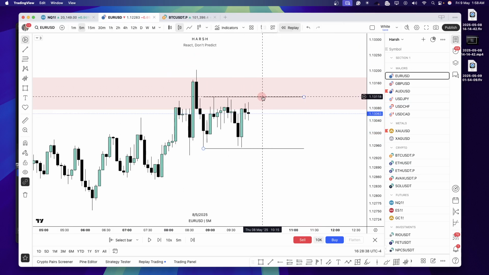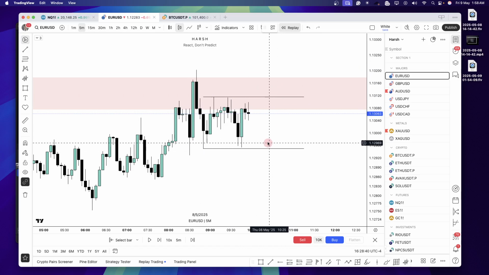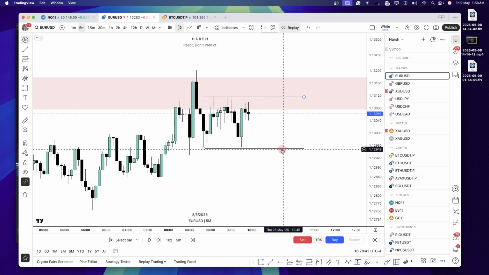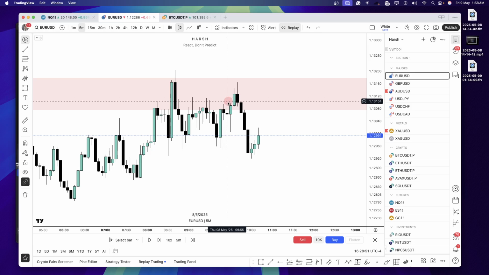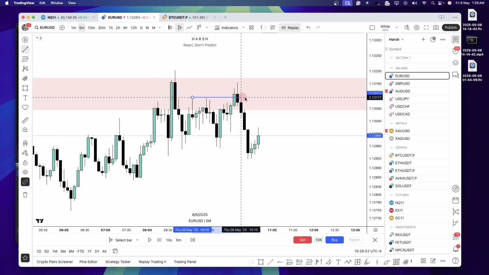So you want to see it either break above with a displacement or break below with a displacement, which gives you the basic idea depending upon whether you are bearish or bullish. Okay, so I will wait for any kind of displacement. So here you can see we swept this internal high here.